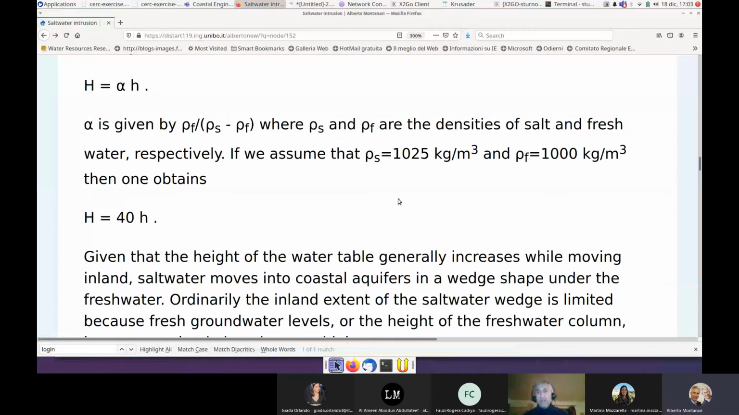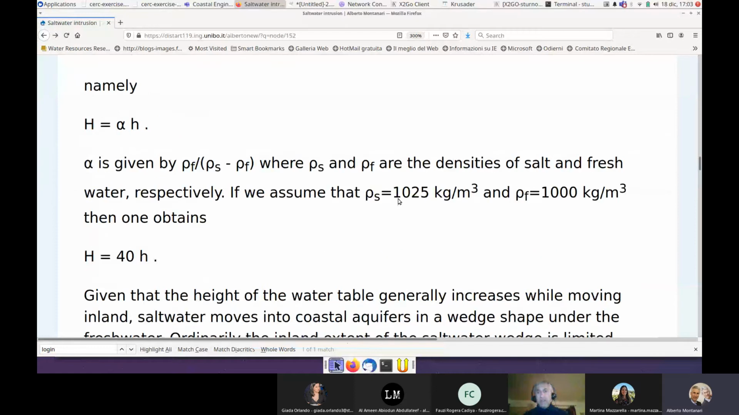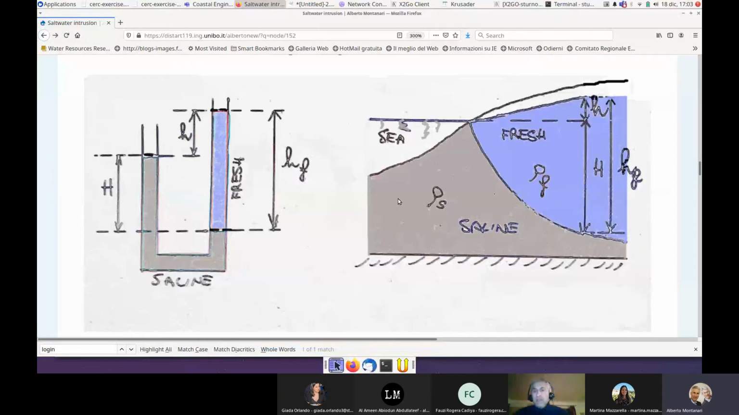Let me see here. You see, it's a little bit different, sorry. The symbols are more or less the same, but with a small difference in lowercase h. I indicated the height of fresh water with lowercase h f. Here it's indicated with only lowercase h. So be patient, there is a small difference in the symbols, but you see the sketch is the same. Very good.